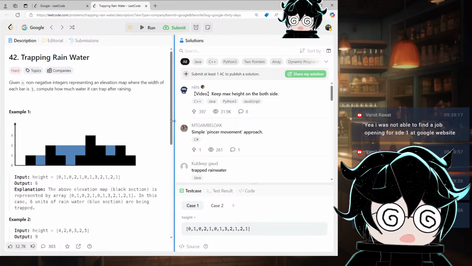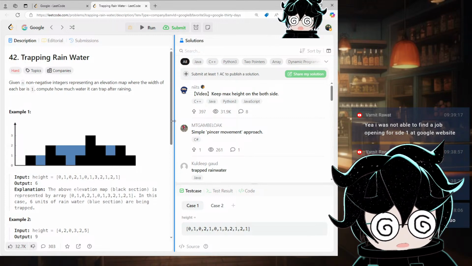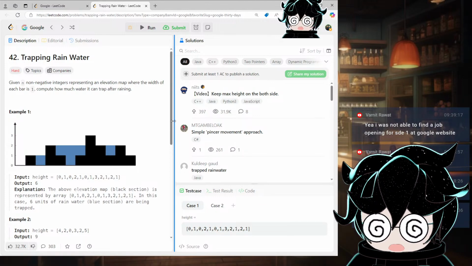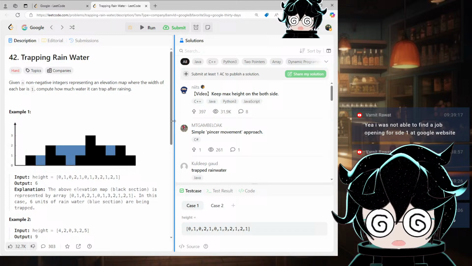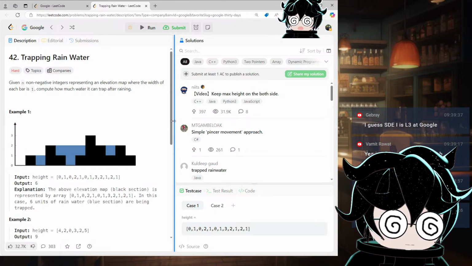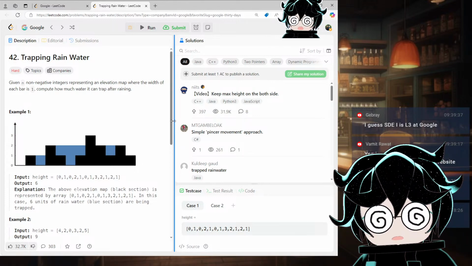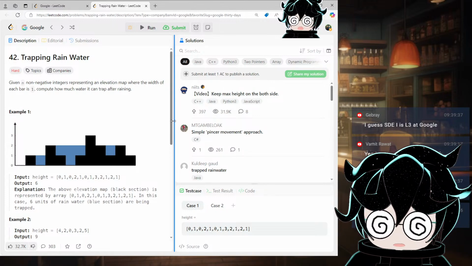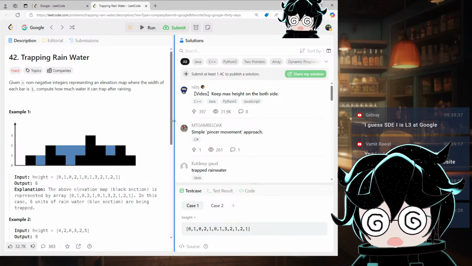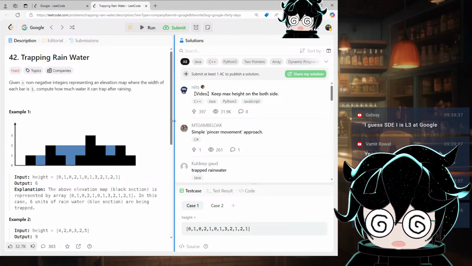Varnit says, yeah, I was not able to find a job opening for SDE1 at Google website. Yeah, I feel like openings at Google are pretty much drying up. I actually applied like, I forgot, 2 months ago, 3 months ago. Yeah, I didn't get any callbacks. So once the buffer time or expiration time goes away, I'm gonna apply soon.